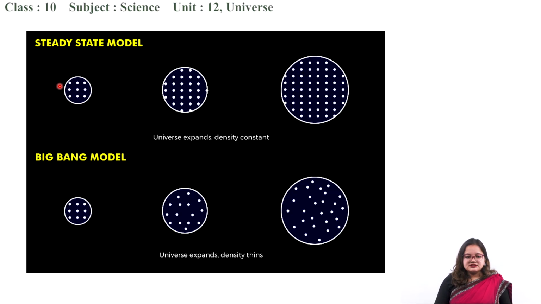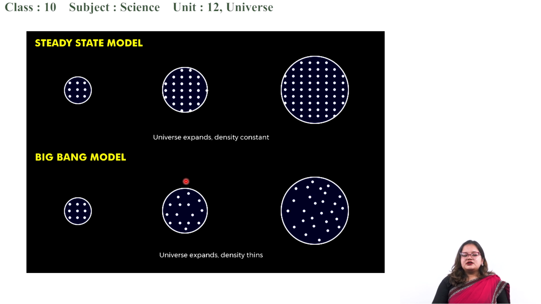It did not make much sense, though. Let's look at the visualization here. If you look at this steady state model, you can see the density is very constant, right? Although it is expanding and its size is increasing, the density is still the same, because it suggests that whenever it is expanding, new matter is being added, which does not allow its density to change, but rather allows it to stay steady. That is why it was named the steady state model.